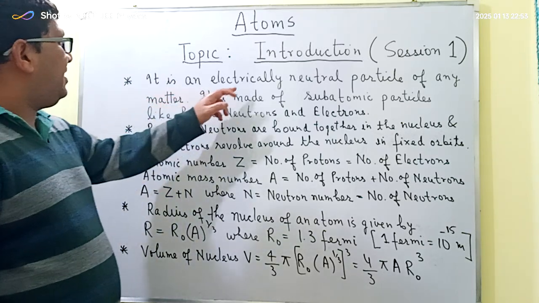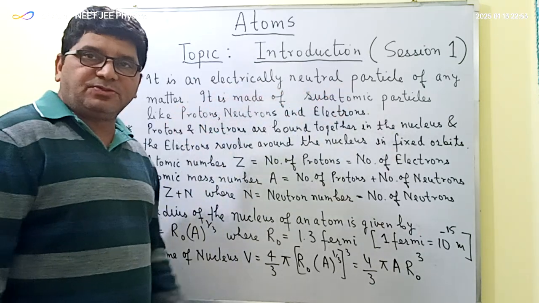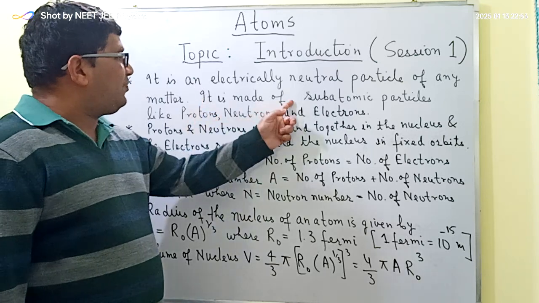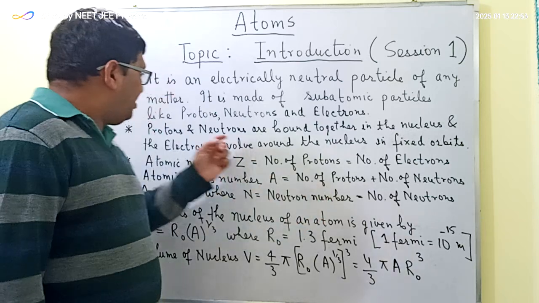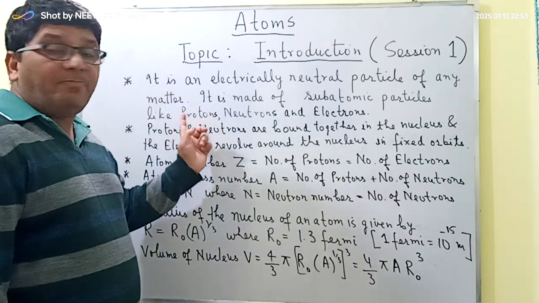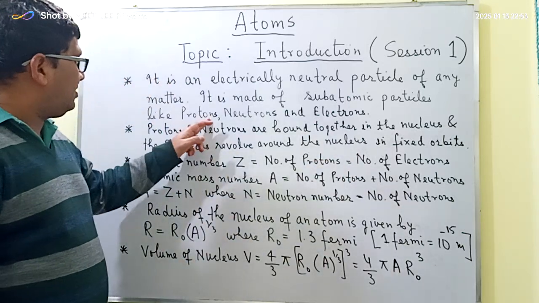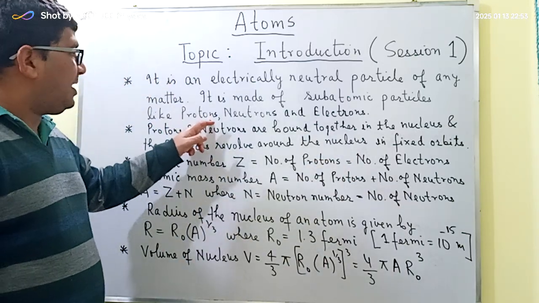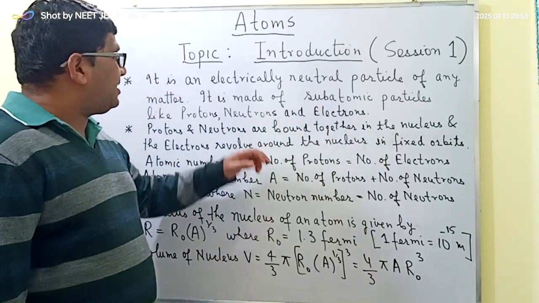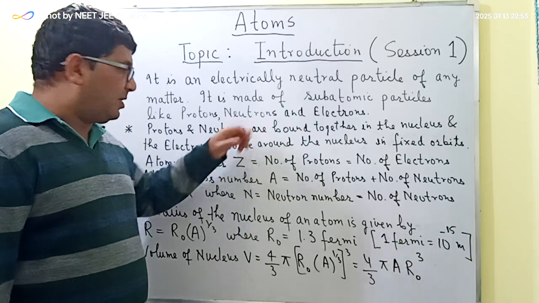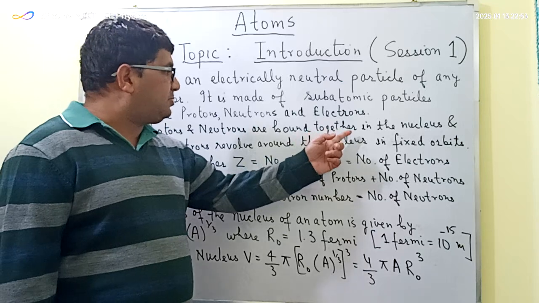An atom is basically an electrically neutral particle of any matter which is existing in this universe, and it is made of subatomic particles like the protons, neutrons, and electrons. Now, the magnitude of the charge on the protons and the electrons are equal. However, the proton is a positively charged subatomic particle and the electron is a negatively charged subatomic particle. Neutrons are electrically neutral.